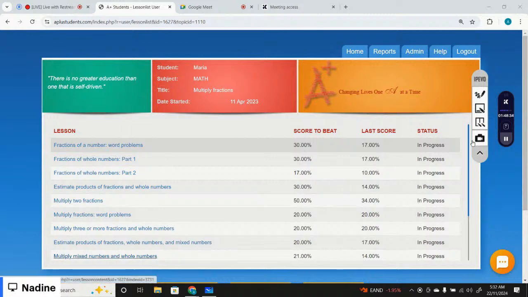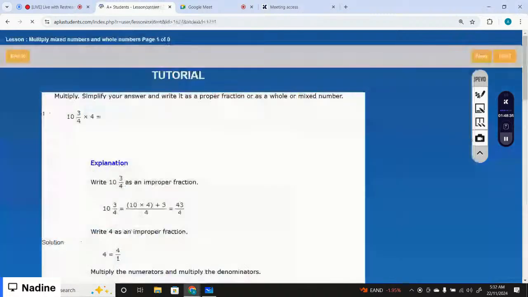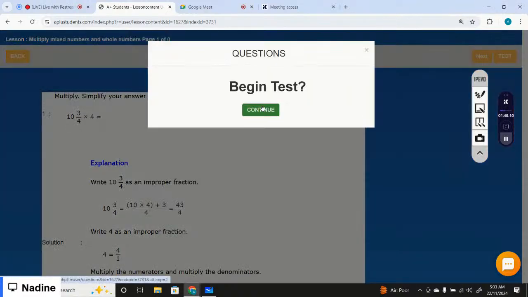The next lesson is multiply mixed numbers and whole numbers. 10 whole 3 by 4 times 4. So convert 10 whole 3 by 4 into an improper fraction. So that is 10 times 4 is 40 and plus 3 makes 43 over 4. Let's just start with the test questions.